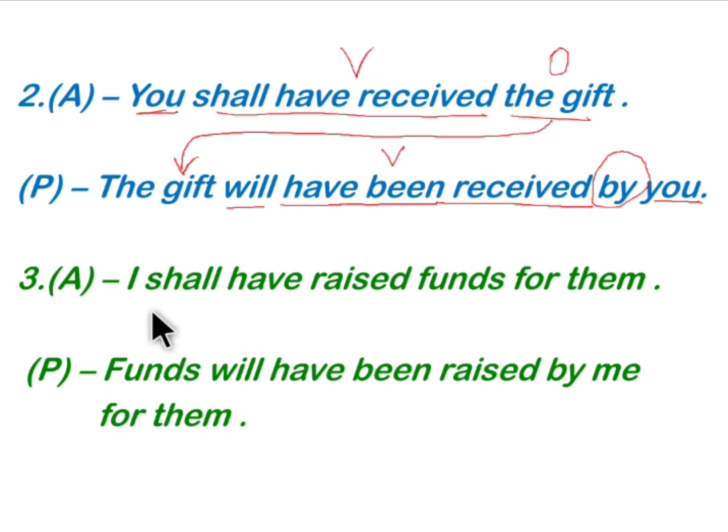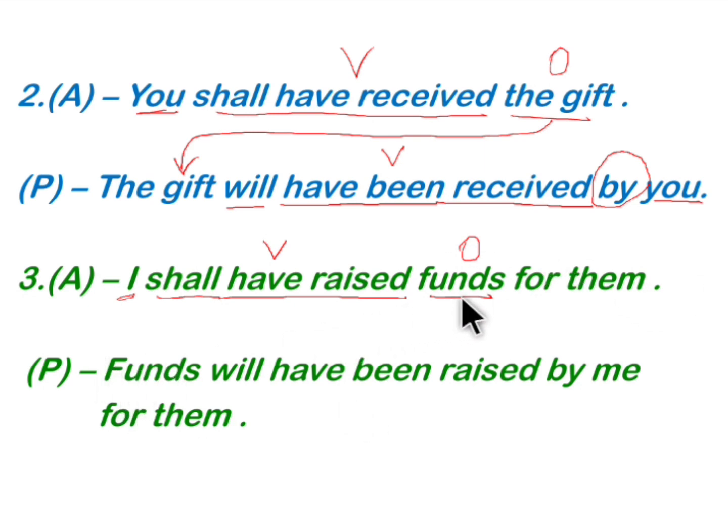Next sentence, I shall have raised funds for them. Here I is considered to be a singular form and it is the first person pronoun, so we use shall. Have raised, this is the future perfect tense verb. What did you raise? Funds. So this is the object. For them is an adjunct, so we'll just leave it.